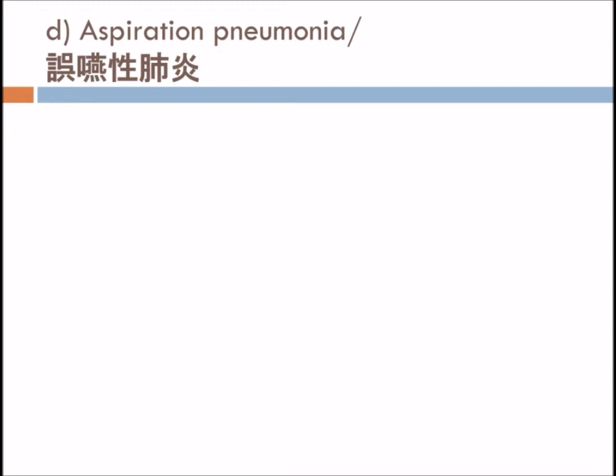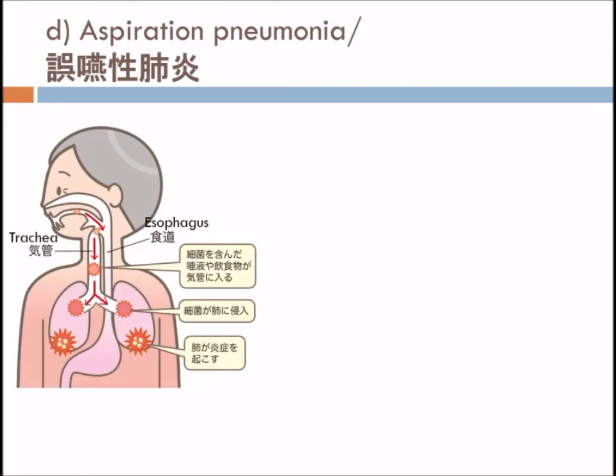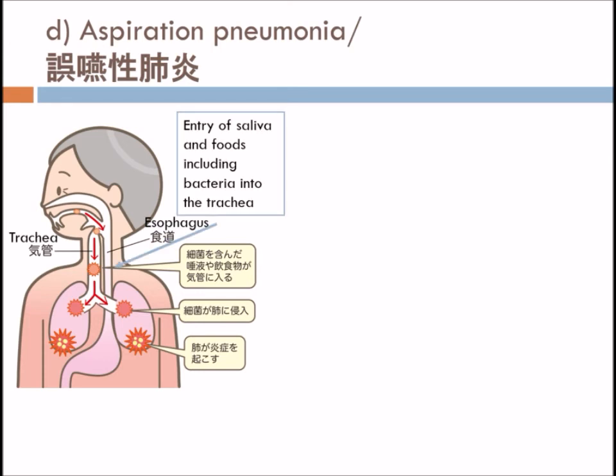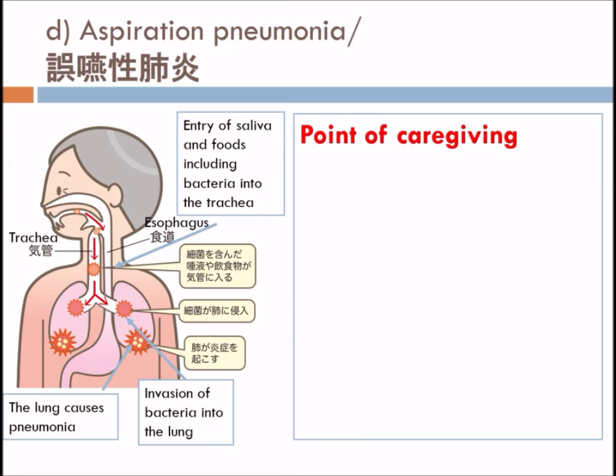Aspiration pneumonia. Aspiration pneumonia is caused by bacteria mistakenly entering the trachea or bronchial tube with food and saliva. Symptoms are fever, cough, phlegm, lack of appetite, etc. Saliva and food including bacteria enter the trachea, and the bacteria invade the lung. The lungs then develop pneumonia.